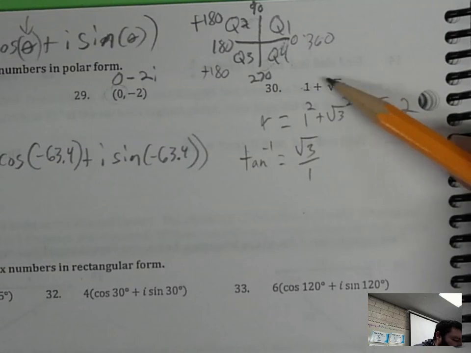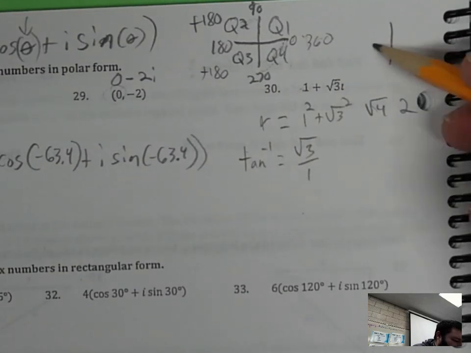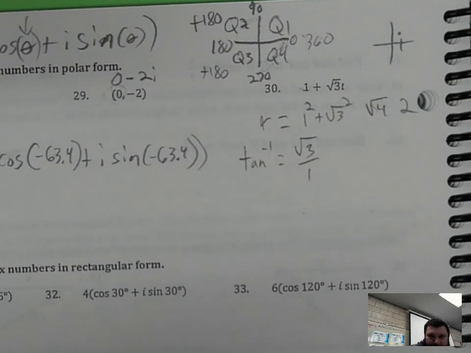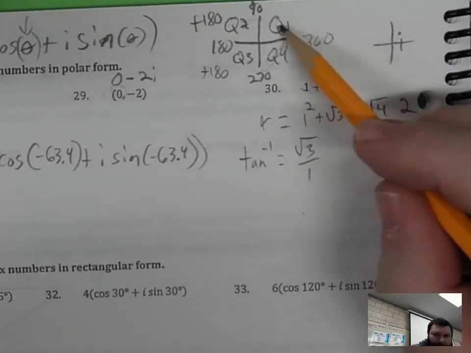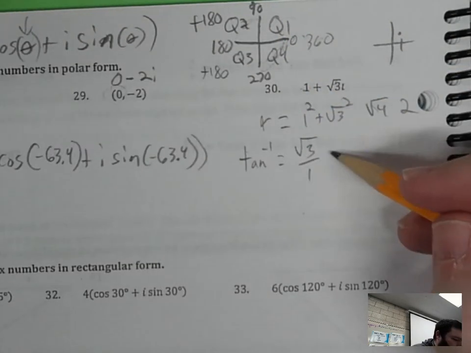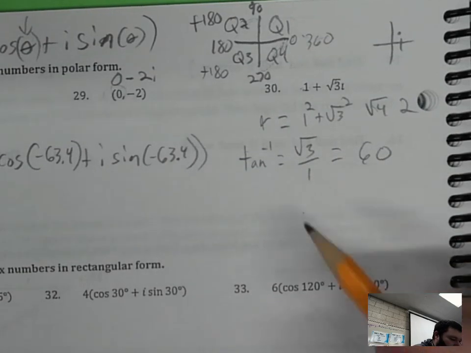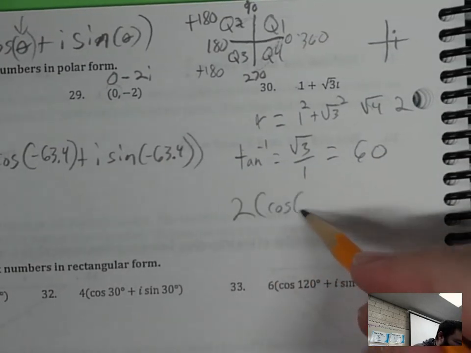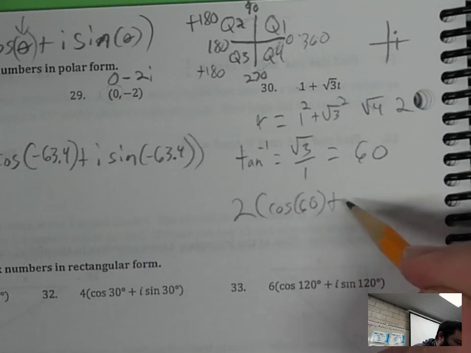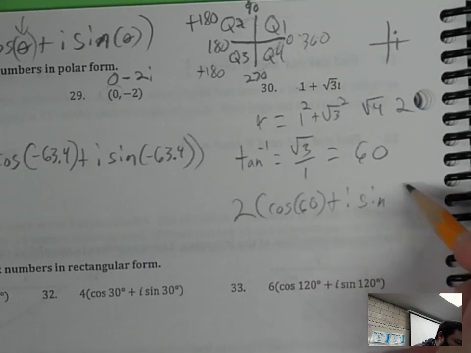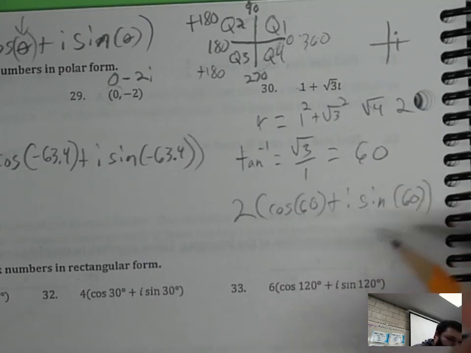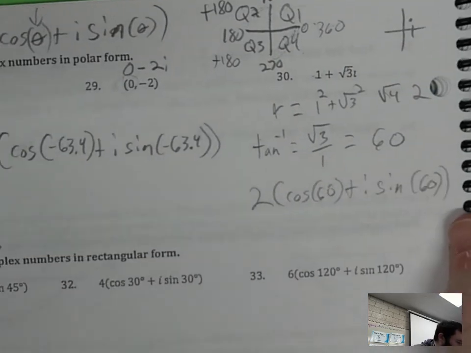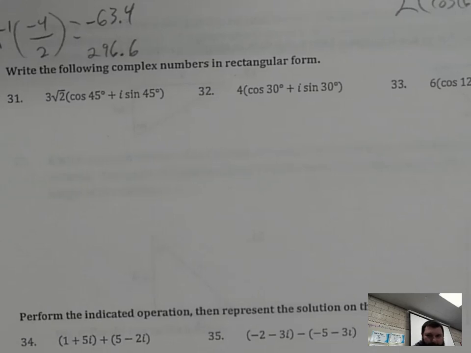Now this is in quadrant 1, right? Because I would go over 1 and up the square root of 3, so somewhere in there. So that means I don't have to do anything, right? I got 60, so this guy is 60. So my polar form would be 2 times the cosine of 60 plus I sine of 60. Okay, not too bad.